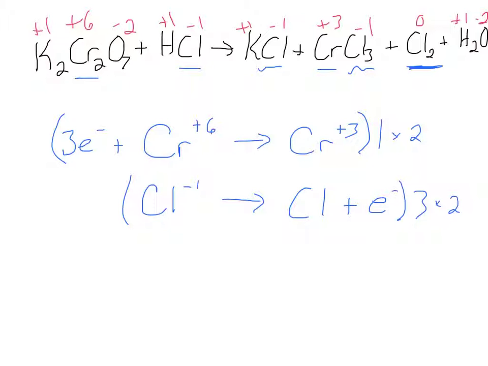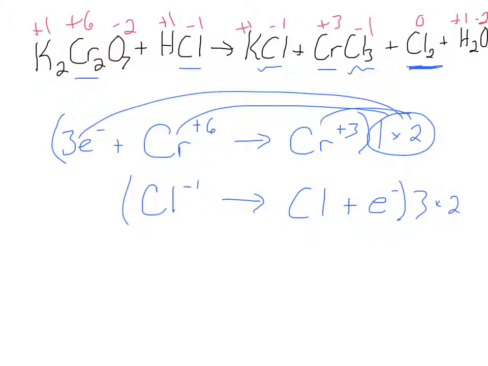So let's look at the chromiums first because they'll be a little bit easier. That 2 gets distributed to everything. So that tells me I need 2 Cr +6s. But there's already a subscript of 2 there. So to have 2 Cr +6s, I just need a coefficient of 1.